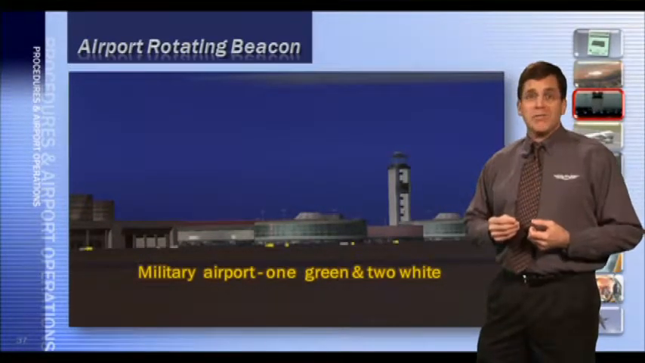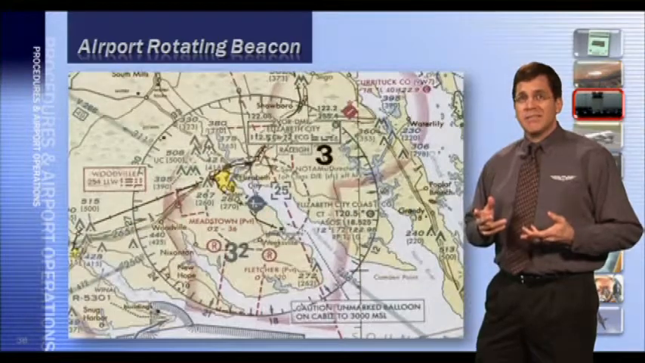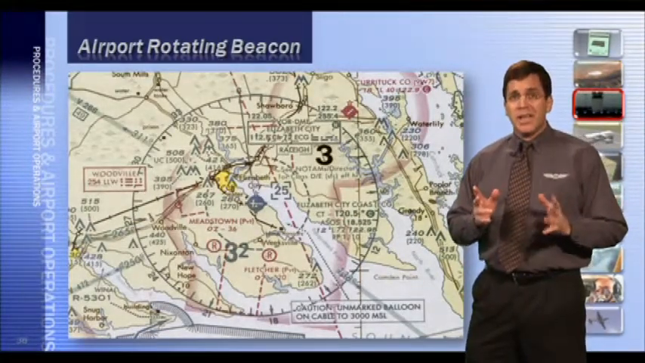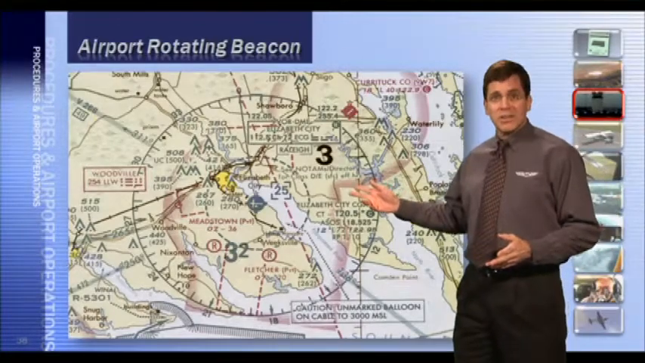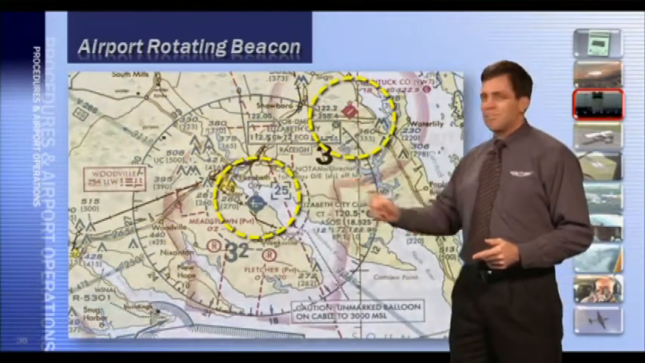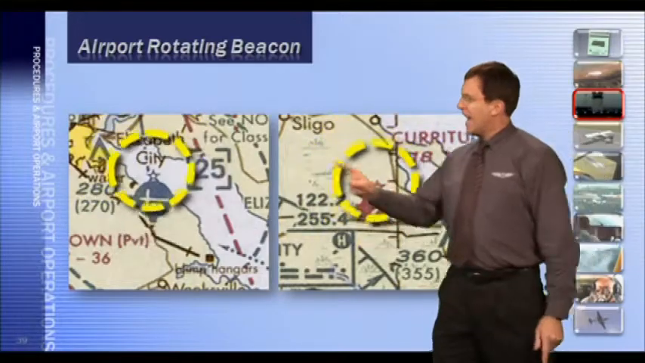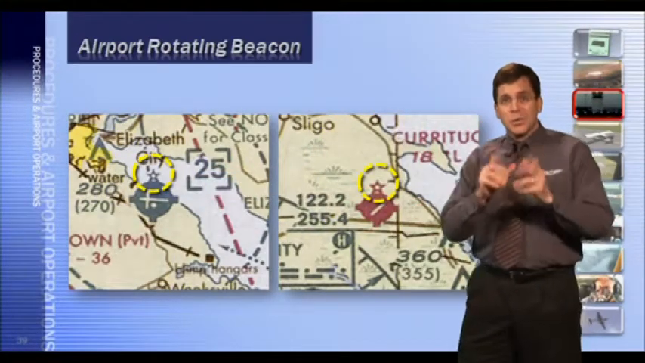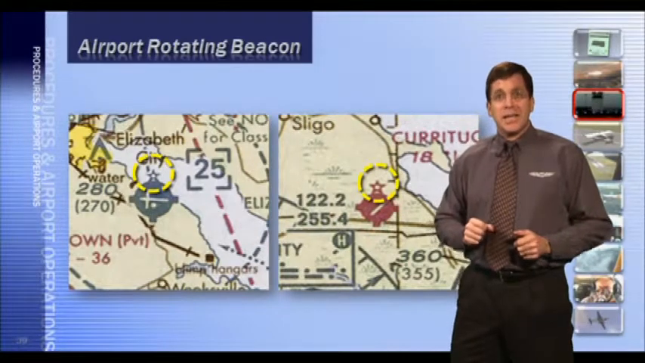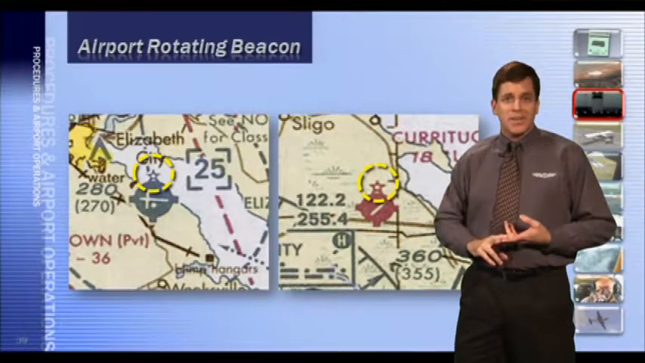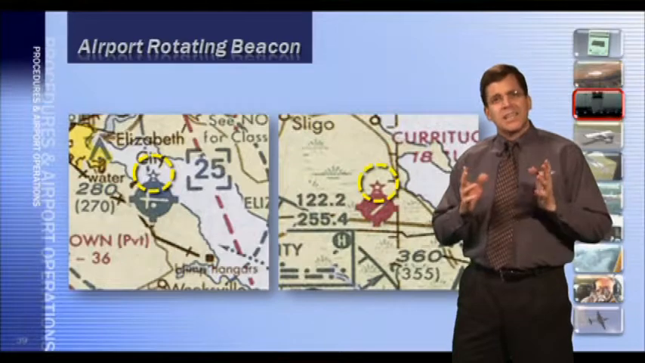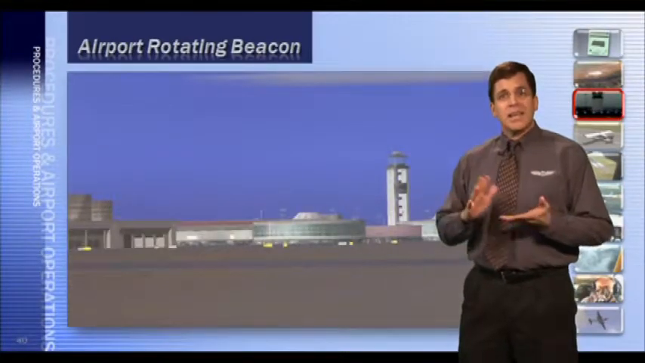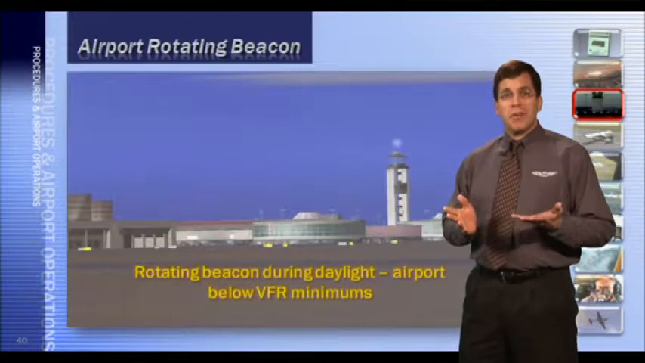So how can you tell if an airport has a rotating beacon? You can find that information in the airport facility directory and on a sectional chart. Here's a close-up. The star at the top of the airport symbol tells you that there is a rotating beacon that operates from dusk to dawn. At some airports, the beacon is turned on during the day if the weather is below VFR minimums.